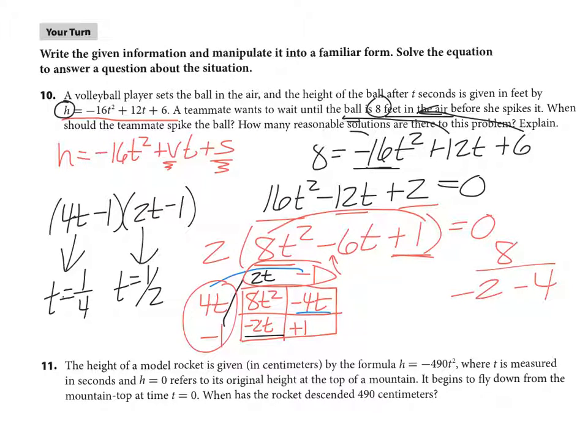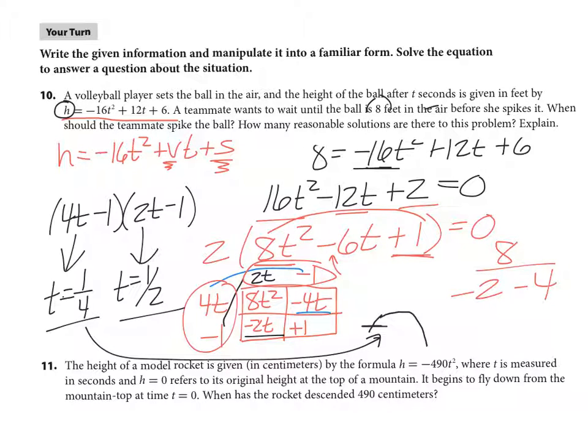So let's go back up here. How many reasonable solutions are there to this problem? Well, being a volleyball coach, I know that there are 2 times, and both answers are reasonable, and here's why. If the setter sets the ball, it's going to go up, and then it's going to come back down. When it goes up, the time is 1/4. When it comes back down, it is 1/2 second.